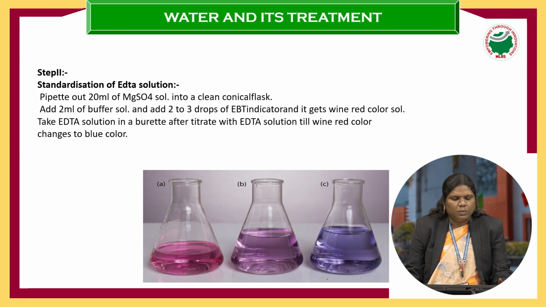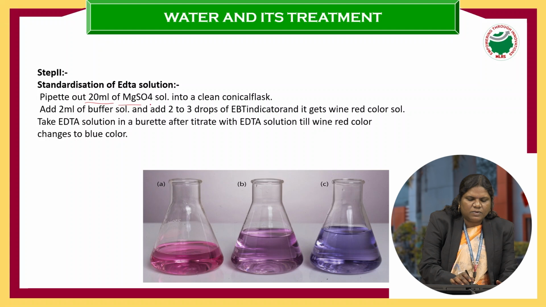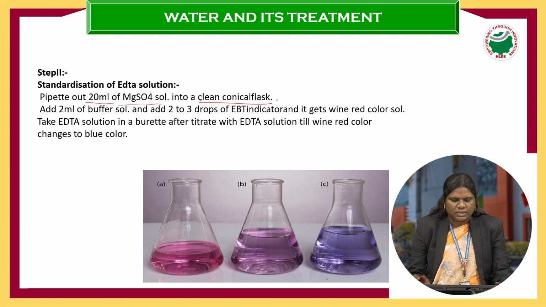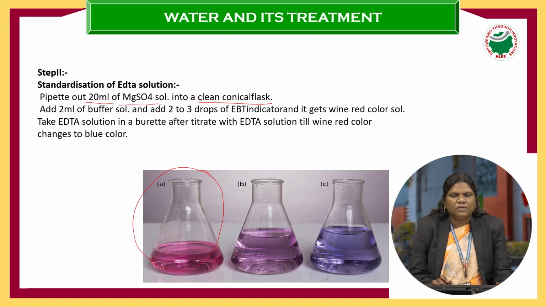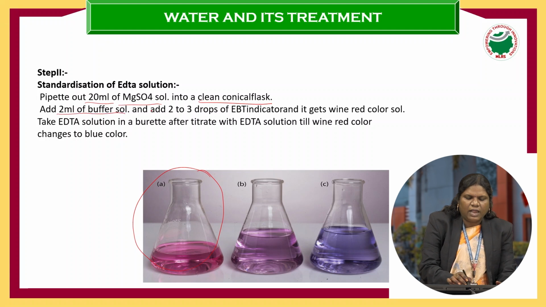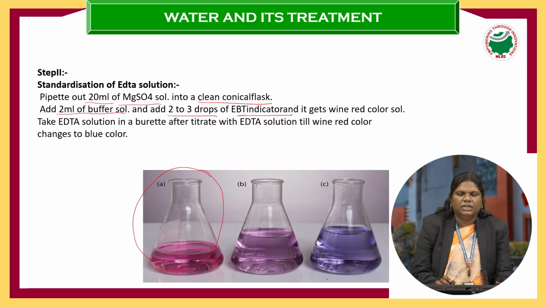Next, step 2, standardization of the EDTA solution. After the preparation of MgSO4, we have to standardize the EDTA solution. Take 20 ml of the MgSO4 solution into a clean conical flask. This is the conical flask. We take the MgSO4 solution prepared in step 1 with the help of a pipette, 20 ml, and transfer it into the conical flask. Then add 2 ml of the buffer solution and 2 to 3 drops of the EBT indicator.